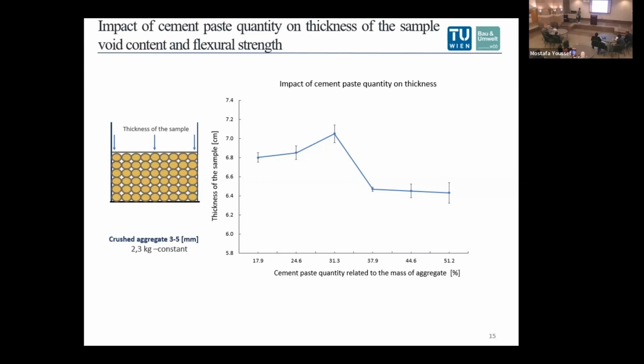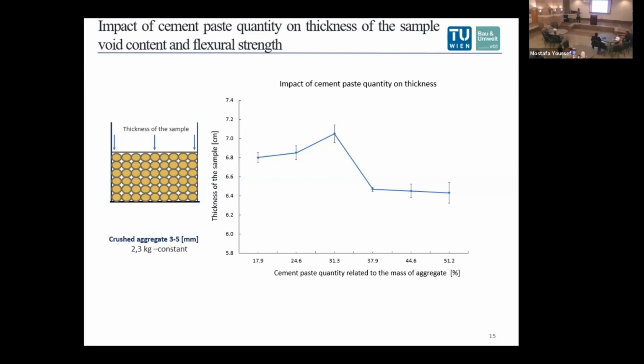You can see that we have an increase in the thickness of the sample between 17.1 and 30.3% cement paste, which means that the cement paste is not only located in the void content, but on the surface area covering the grains, leading to increased diameter, which would theoretically change the compactability of the grains. Above 31.3%, we don't have any increase in the thickness.